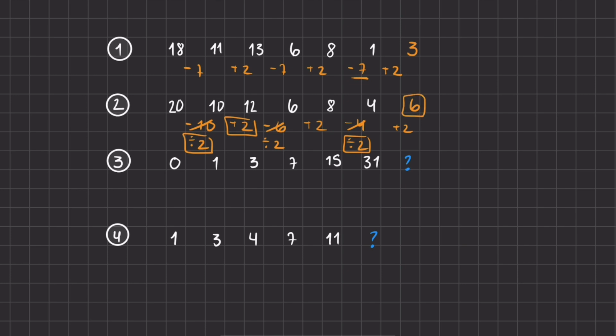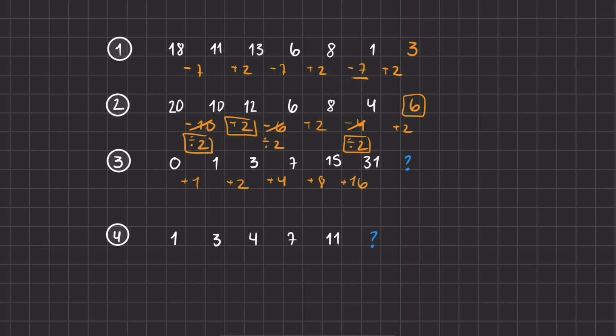Alright, now our third series of numbers will be to recognize the second order of transitions. That means finding the pattern of the transitions. So moving from 0 to 1, we add 1. Moving from 1 to 3, we add 2. Moving from 3 to 7, we add 4. Moving from 7 to 15, we add 8. And moving from 15 to 31, we add 16.